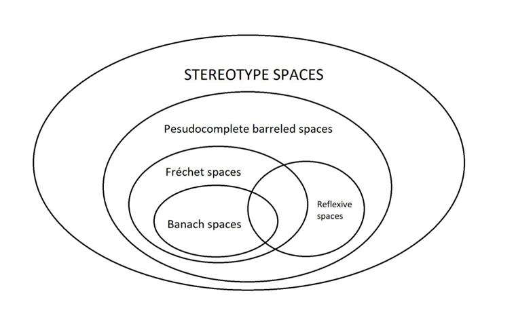For any two stereotype spaces X and Y, the map (x, y) ∈ X × Y ↦ x ⊙ y ∈ X ⊙ Y is a continuous bilinear map.